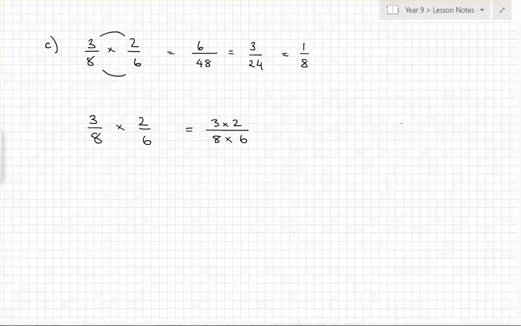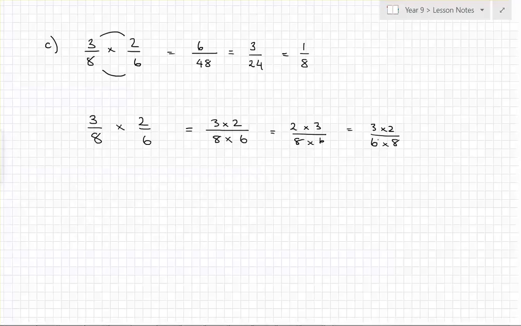Now I can rewrite that any way I like. Because of multiplication, I could write 2 times 3 over 8 times 6. It still gives me the same answer, yeah? Happy with that? Or you could also do 6 divided by 48, but that's the final thing. I don't want to do that just yet. The important thing is I can rewrite it however I like, so I can swap it around. I could also write 3 times 2 over 6 times 8. Happy with that?